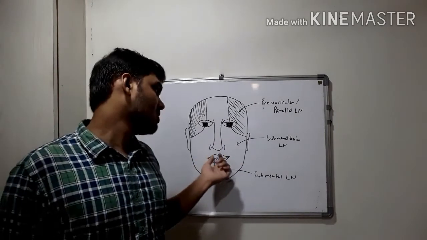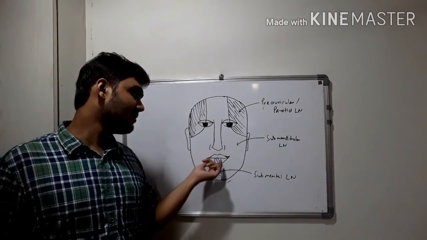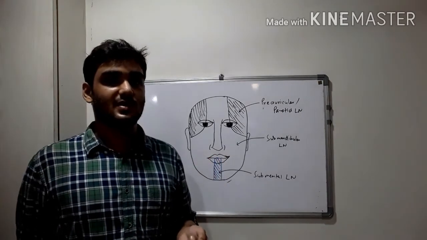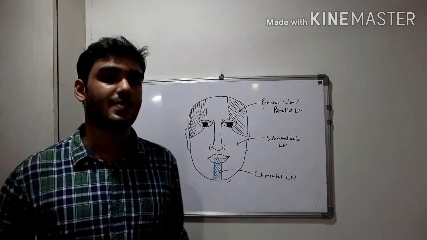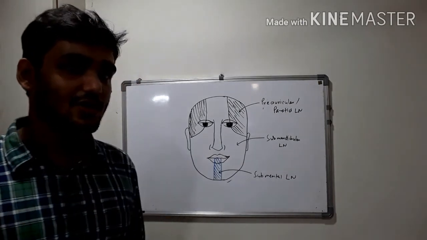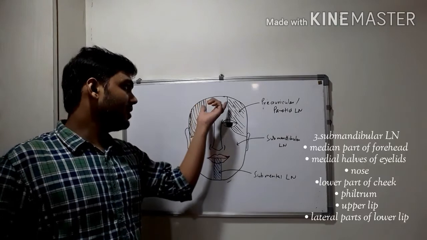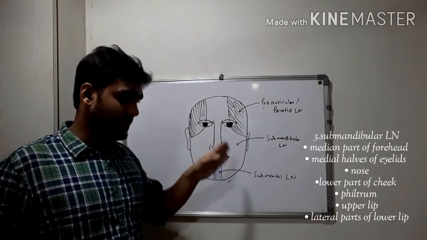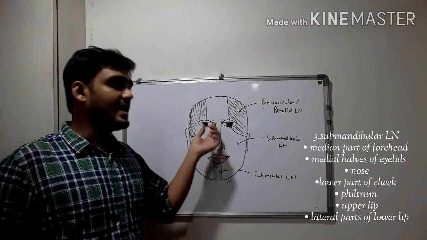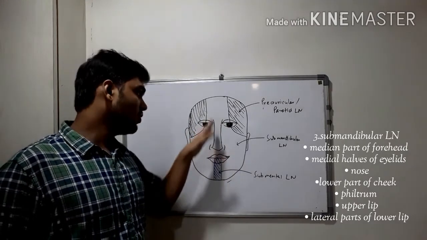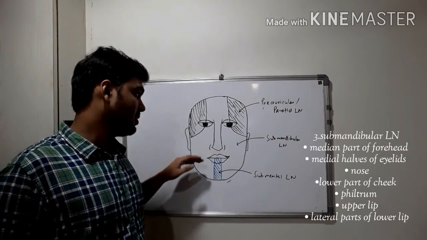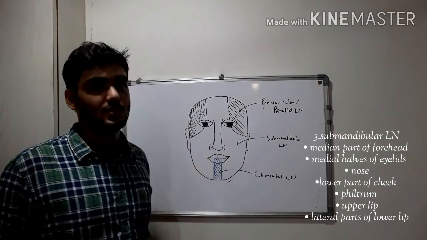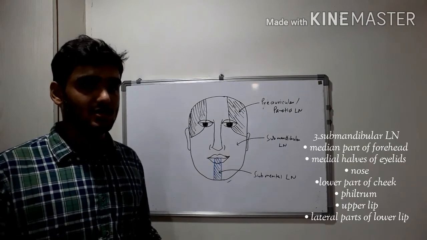Now coming to the lips. So the upper lip, its philtrum, and the lateral parts of the lower lip, so this much is drained by the submandibular lymph nodes. So summing up, the submandibular lymph nodes drain the median part of forehead, the medial parts of the eyelids and the angles of eye, the nose, the lower part of cheek, the upper lip, and lateral parts of the lower lip. So this much is drained by the submandibular lymph node.